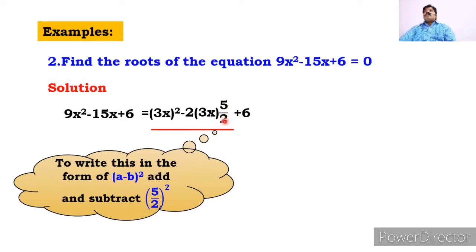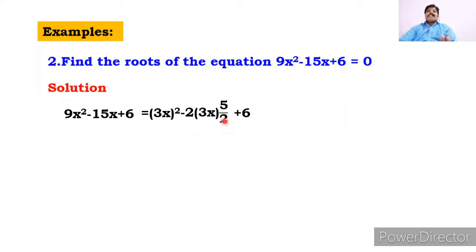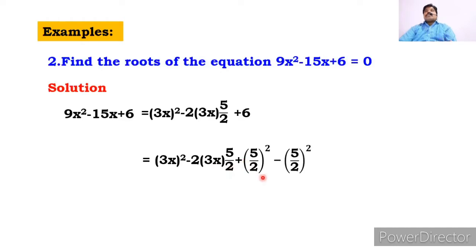So I am going to add 5 by 2 whole square, adding and subtracting both in this equation. See what I did here: 3x square minus 2 into 3x into 5 by 2, that is a square minus 2ab. I am going to add plus 5 by 2 whole square minus 5 by 2 whole square. So nothing will happen here. Why? Because if you cancel both of these, you get this equation once again. Plus the 6 is already there, you get the 6 here. So why have I written this?